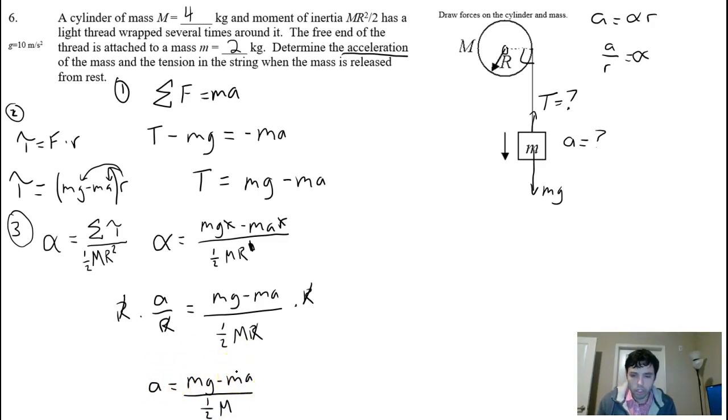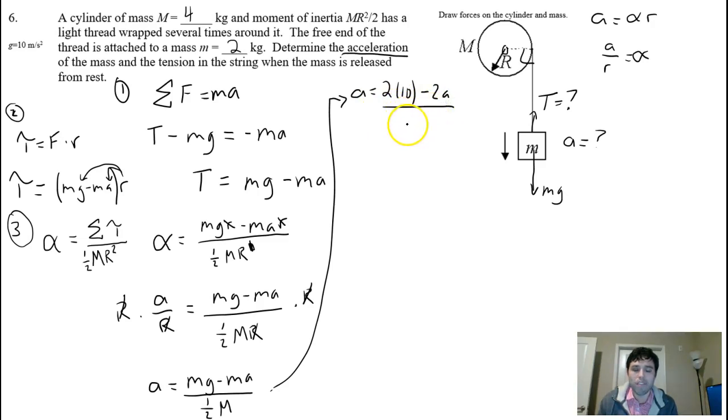So let's plug in some numbers here. I'm gonna go up, way up here, just so I can kind of have a nice, flowing down here. So a equals little m was 2 times g is 10, minus m was 2 times a, I don't know what that a is yet, divided by half of big M. Well, big M was 4, half that's 2, right? So I have 2 here. All right, so let's simplify things down. a equals 2 times 10 is 20, minus 2a over 2. I'm going to multiply both sides by 2 to cancel the denominator. These 2's will cancel. I get 2a equals 20 minus 2a.